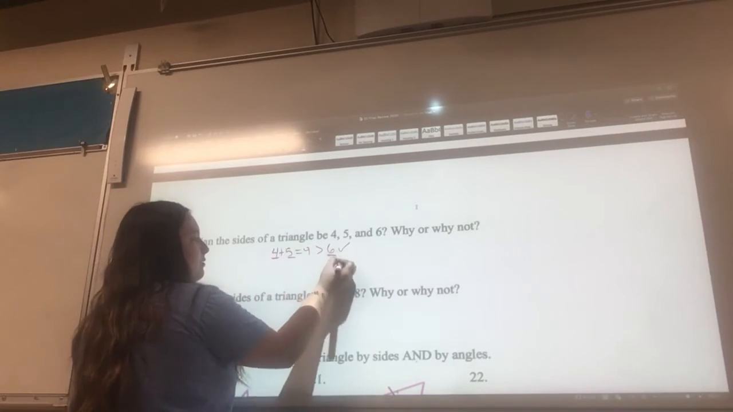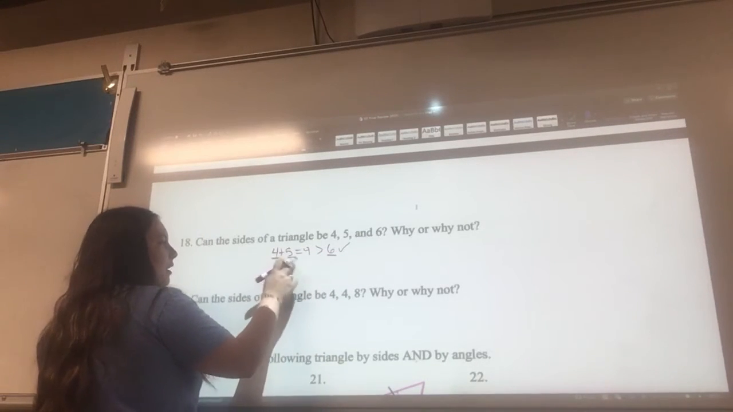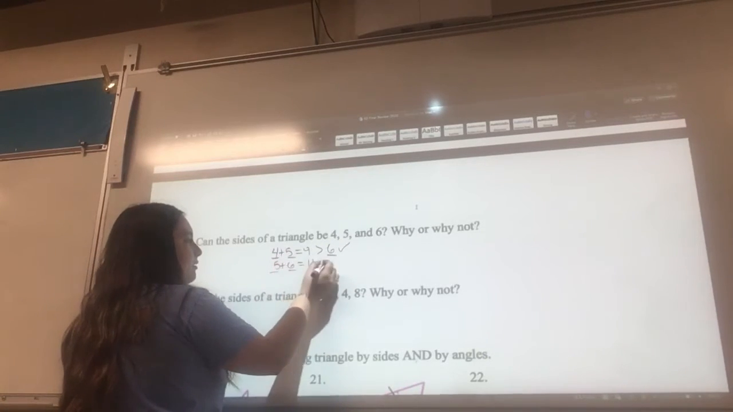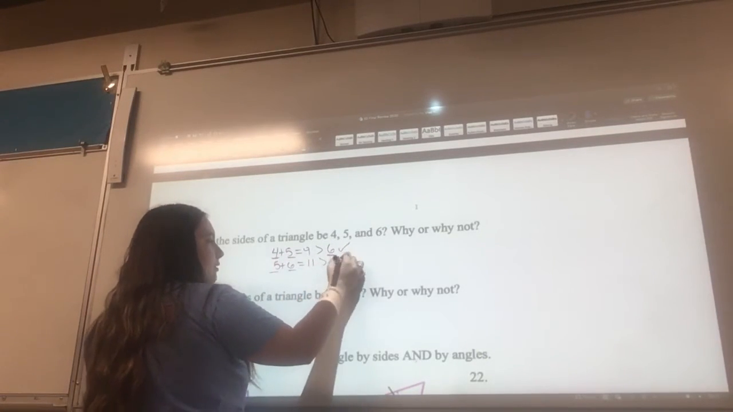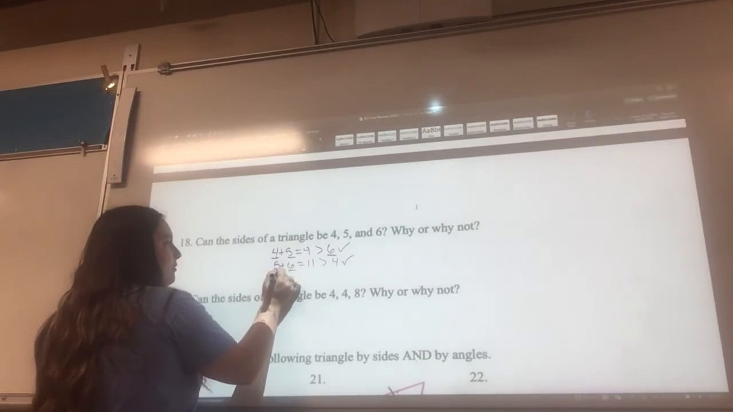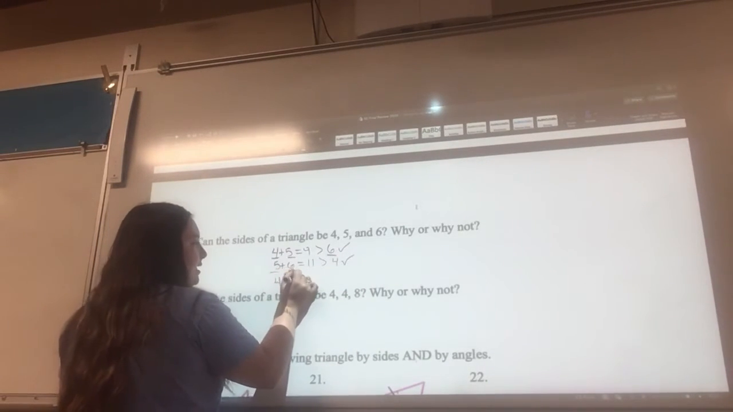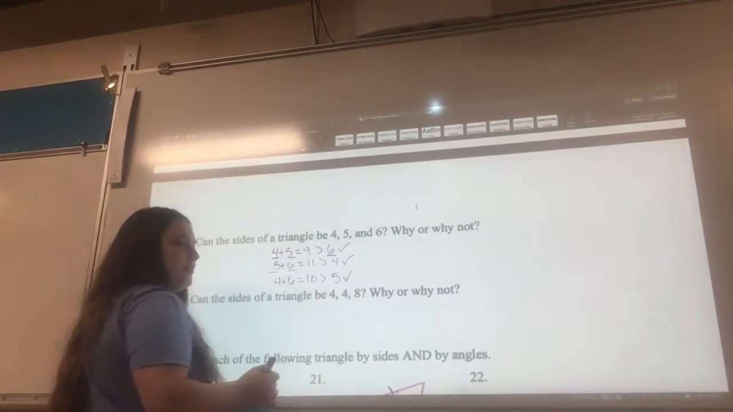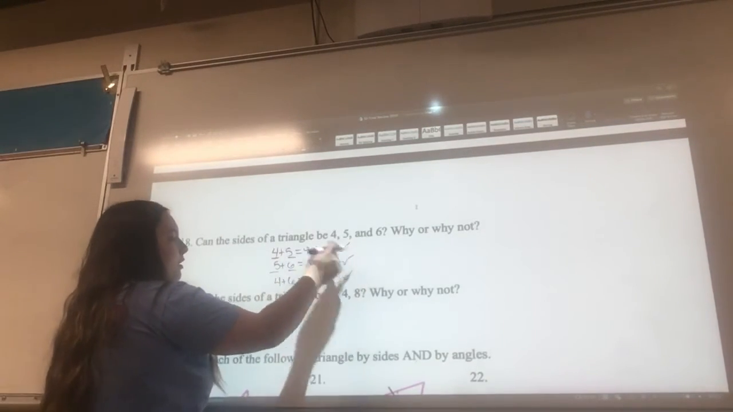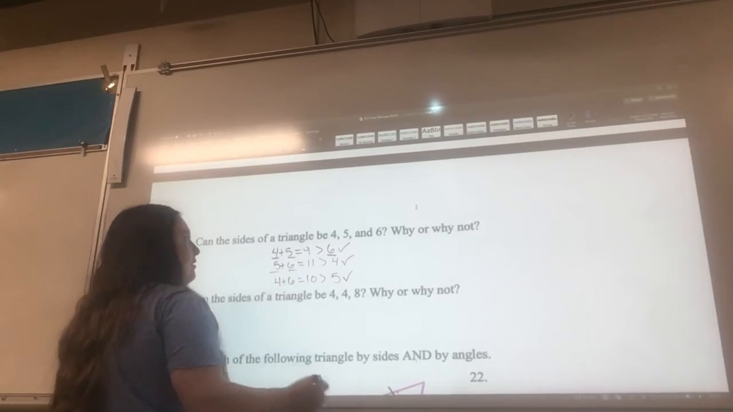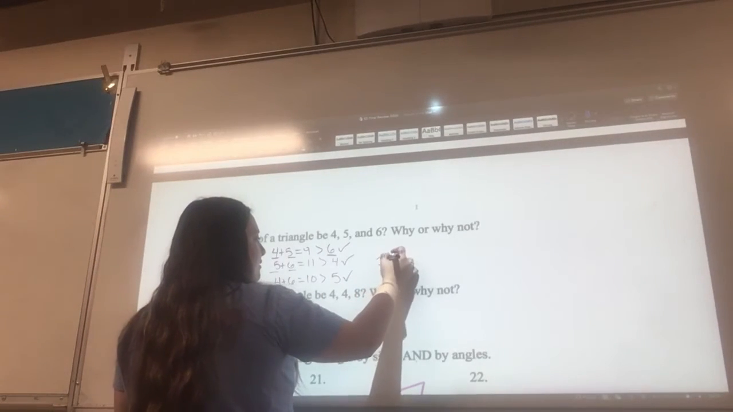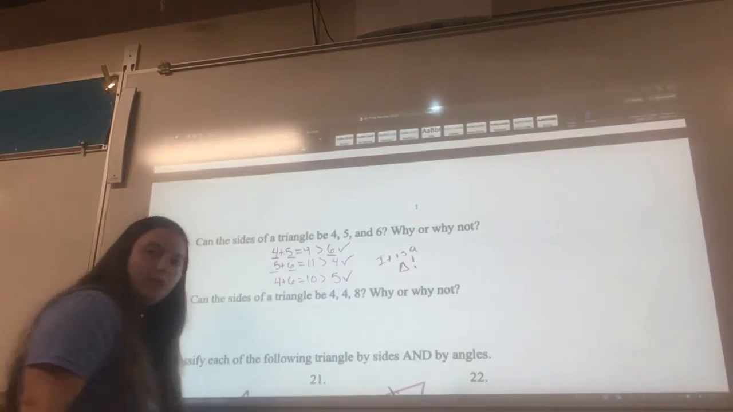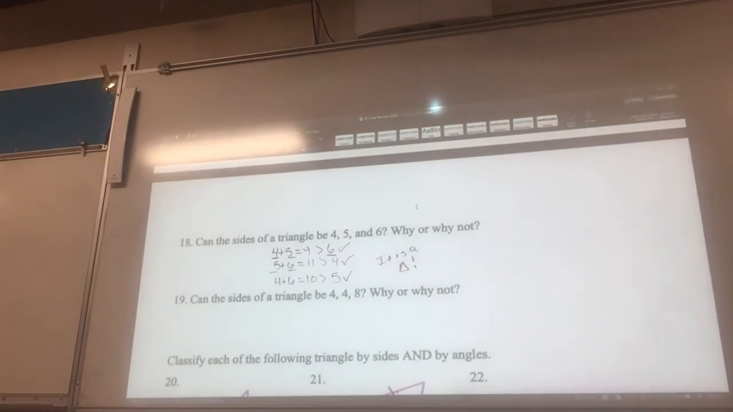So it's 1, 2, and 3. I'm now going to take 5 plus 6, which equals 11. That's 1, 2. Is it greater than 4? It is. Then we do it again with 4 and 6, which equals 10. Is it greater than 5? It is. So since all of them are greater than their corresponding added two together, it's a triangle. Okay, that means you can do number 19.